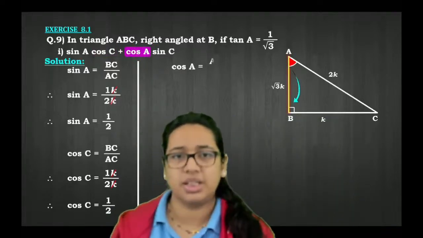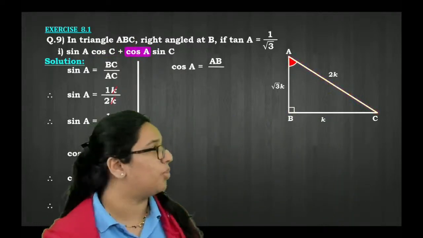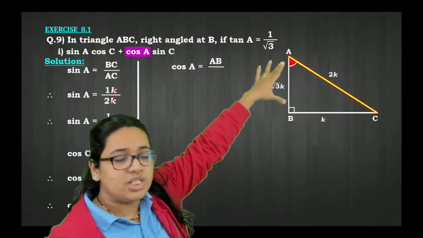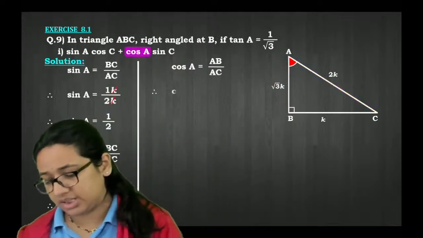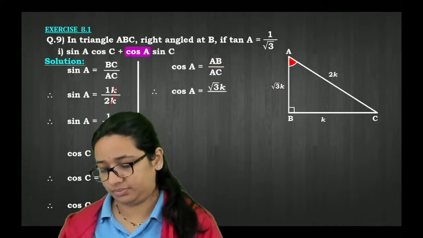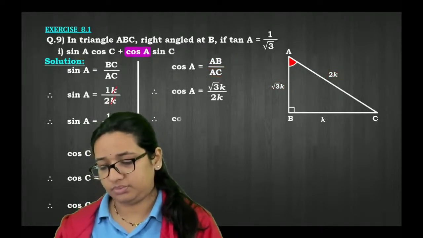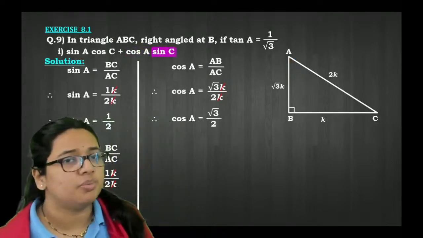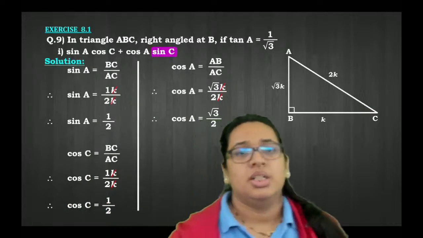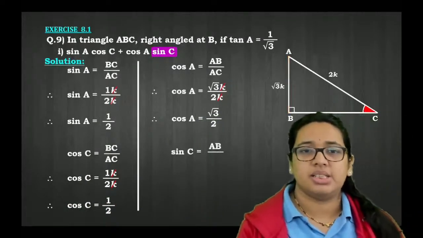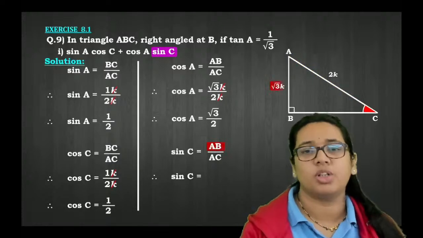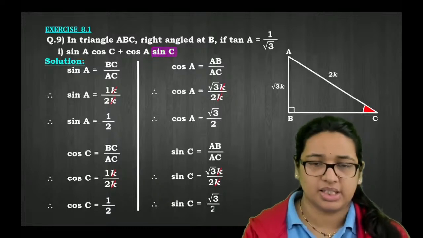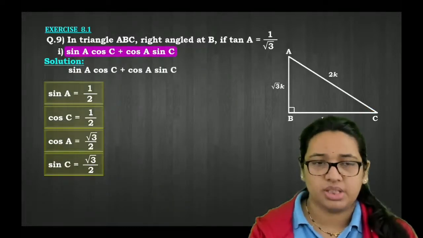Cos A is nothing but adjacent upon hypotenuse. So for A, what will be the adjacent side? Which is nothing but root 3 K, which is AB. AB upon AC. Okay? Then up to this, cos A will be root 3 upon 2. So the only remaining part is sin C. Sin C will be AB upon AC, which will be root 3 K upon 2K. So that K will get cancelled and the answer will be root 3 upon 2.